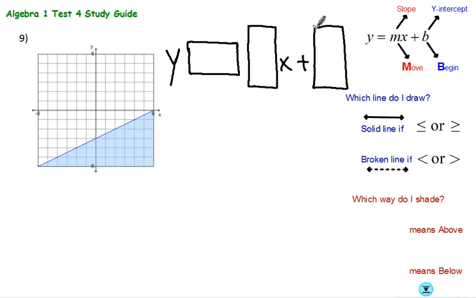So this is going to be our symbol. We have to figure out, is it going to be less than, is it greater than, is there a line underneath there? That's what we've got to figure out. So this is going to be our slope. That part's the same. And then this is going to be our y-intercept. That part is also the same.